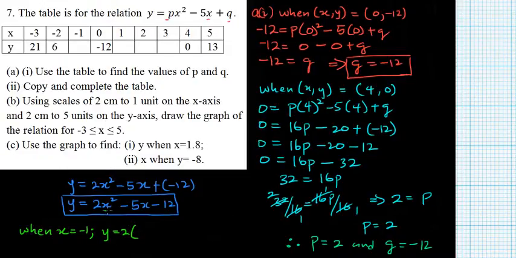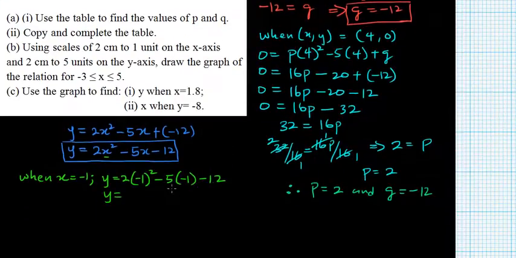So we'll have y equal to 2 times -1 squared, minus 5 times -1, minus 12. Now, -1 squared is just like -1 times -1, and anytime you are multiplying two directed numbers of the same sign, the result is always positive. So this will be +1, and 2 times +1 is still 2. -5 times -1 will give us +5, then -12.